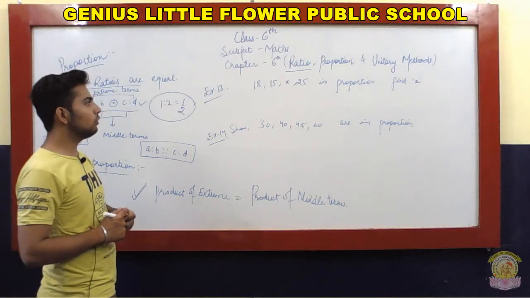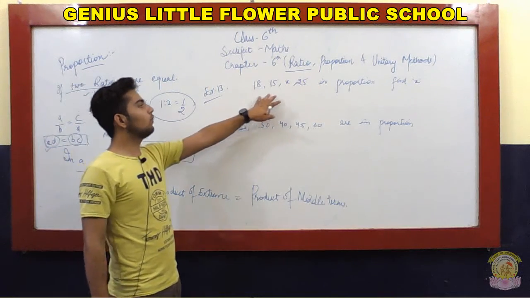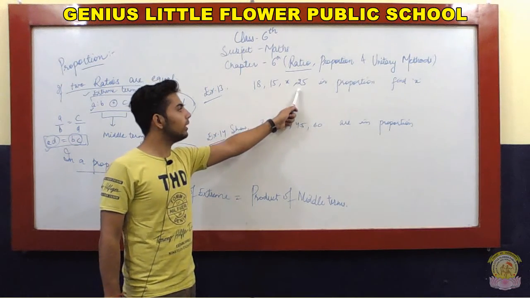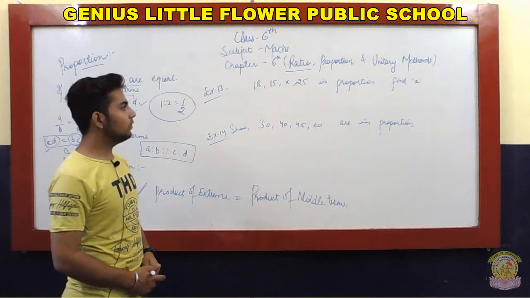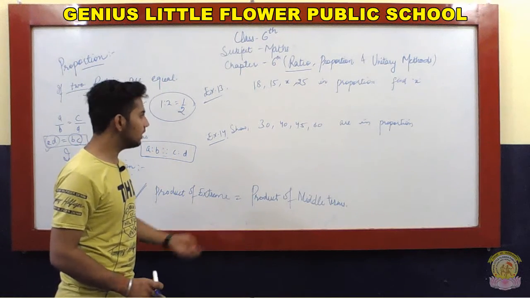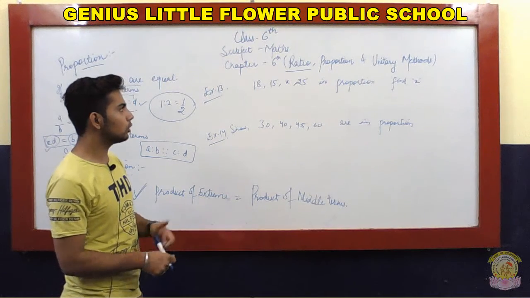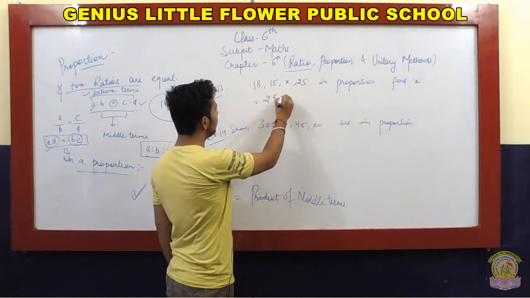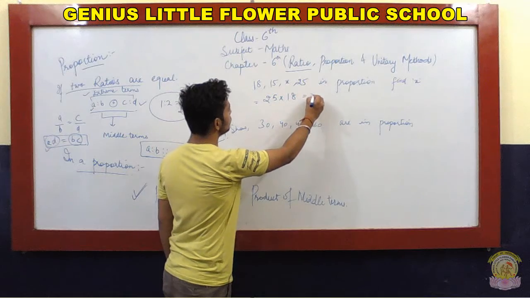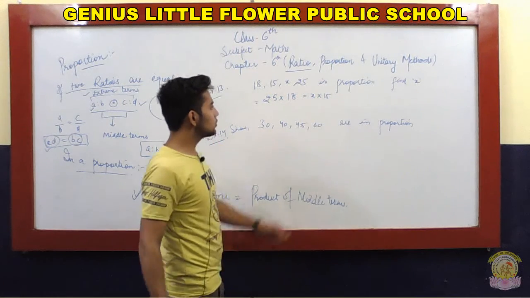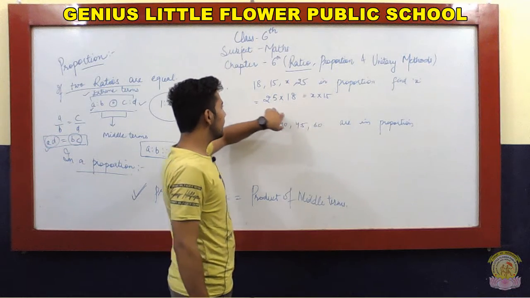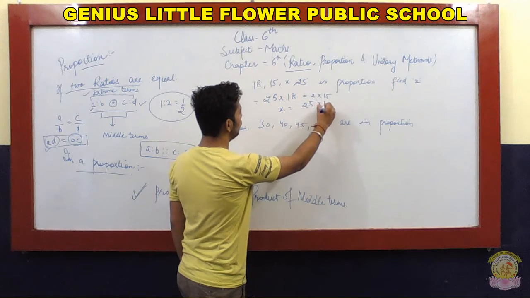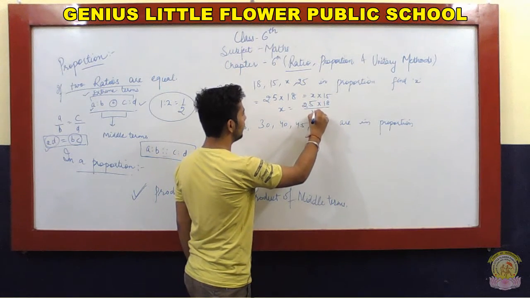Okay, so now moving to the first example. You are given four numbers: 18, 15, x, which is an unknown number, and 25. They are in proportion, so we have to find x. Using the result that the product of extremes is equal to the product of middle terms, we can calculate it. So 25 into 18 is equal to x into 15. So we have x is equal to 25 into 18 by 15.